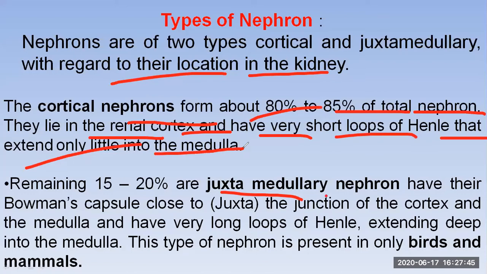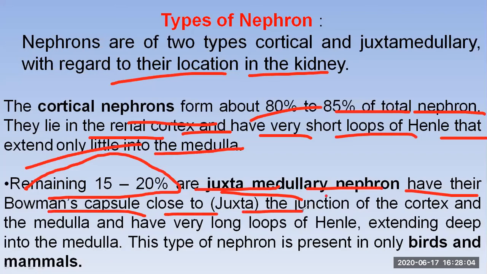This means the maximum portion of the cortical nephron is located inside the cortex region, while juxtamedullary nephrons are the remaining, very small number, 15 to 20%, and have their Bowman capsule close to the juxta, the junction of the cortex and the medulla. Why have they been given the name juxta? Juxta means the junction, the place where the cortex and medulla meet.